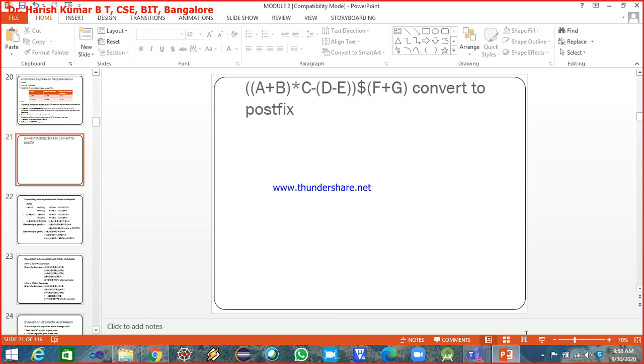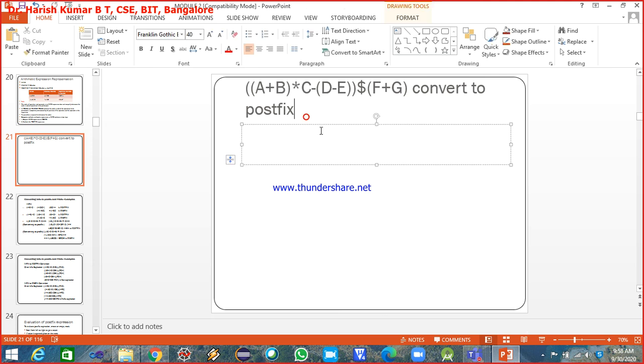So this is a parenthesized expression. Do it fast, you can do this easily. Instead of going to the full screen, I'll just try to write here only. So just make an attempt.